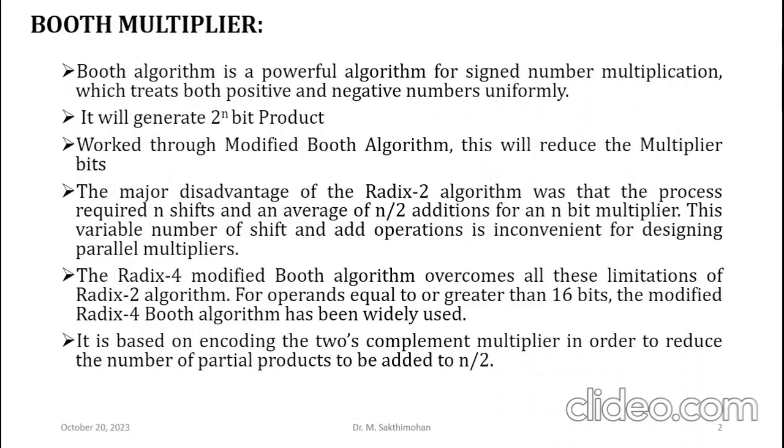The major disadvantage of the Radix 2 algorithm was that the process required n shifts and an average of n by 2 additions for an n-bit multiplier. This variable number of shift and add operations is inconvenient for designing a parallel multiplier. That is why the Radix 4 modified Booth algorithm was invented, and here all the limitations of the Radix 2 algorithm are reduced. For operands equal to or greater than 16 bits, the modified Radix 4 Booth algorithm has been widely used. It is based on the encoding of the 2's complement multiplier in order to reduce the number of partial products to be added to n by 2.